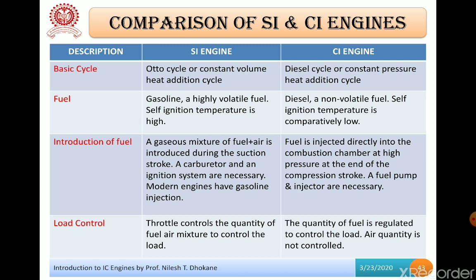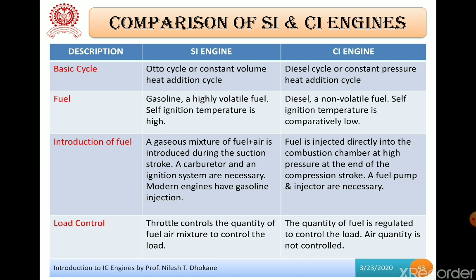Now we'll compare the SI engine and CI engine with some points. First, the basic cycle. The SI engine works on the Otto cycle, which is also called the constant volume heat addition cycle. The CI engine, compression ignition engine, works on the diesel cycle, and here heat addition is at constant pressure. That's why it is also called the constant pressure heat addition cycle. Fuels used. In the SI engine, the fuel used is gasoline, which is a highly volatile fuel. The self-ignition temperature of the fuel is high. Whereas in the CI engine, the fuel used is diesel. It is a non-volatile fuel. Self-ignition temperature is comparatively low, and that's why a spark plug is not required.